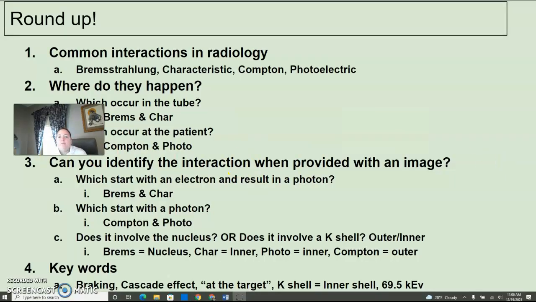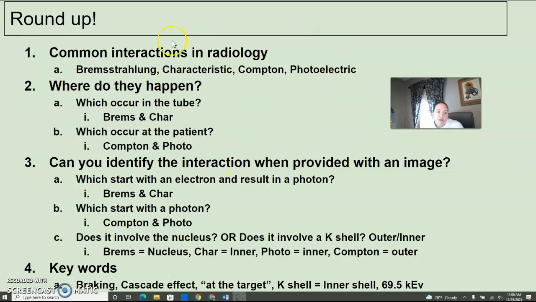All right, let's round it up. What are the common interactions in diagnostic radiology? Bremsstrahlung, characteristic, Compton scatter, and photoelectric. Where do they occur? Which ones happen at the tube? Bremsstrahlung and characteristic. Which occur at the patient? Compton and photoelectric. If I give you a picture with no identification on it, could you pick it out?